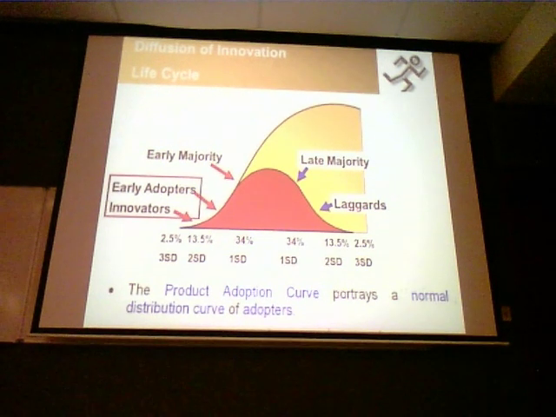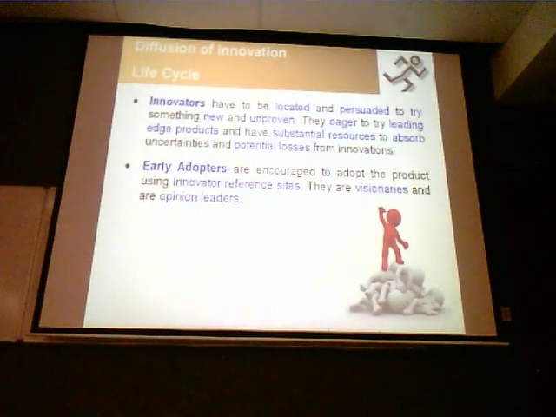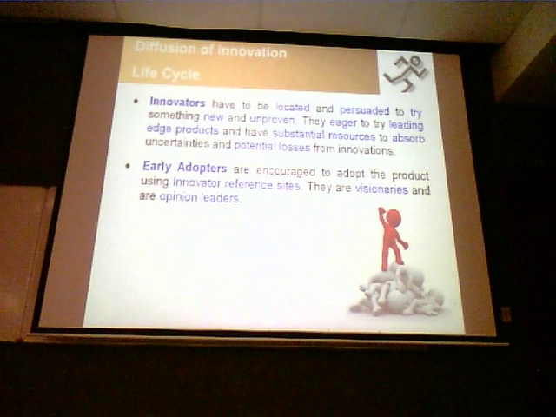So let's have a quick look at these customers out here at 3 and 2 standard deviations away from the norm. The innovators are very radical. They love new, unproven technology. They're always eager to try new things. They're usually high wealth, high discretionary income people.